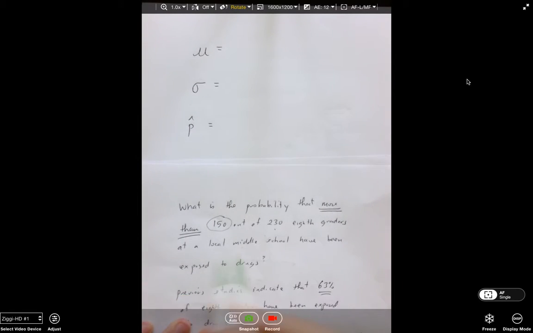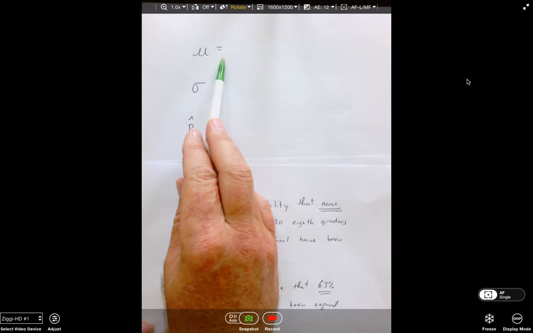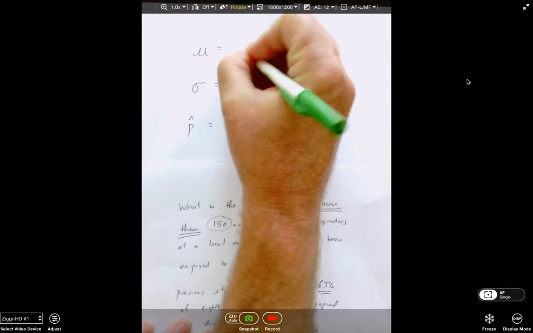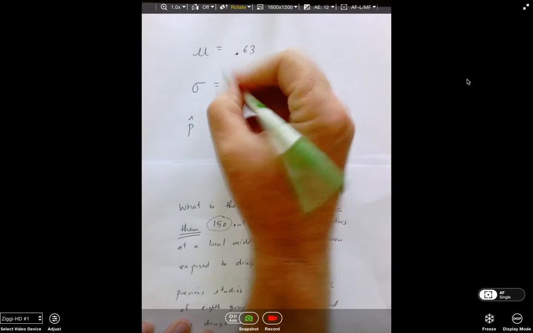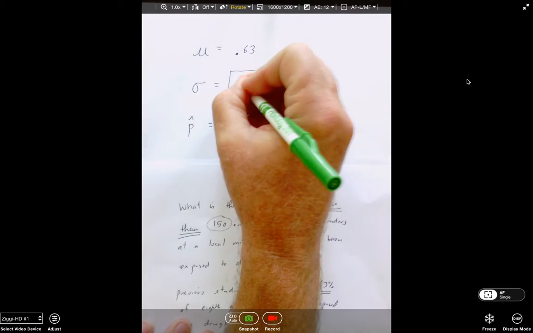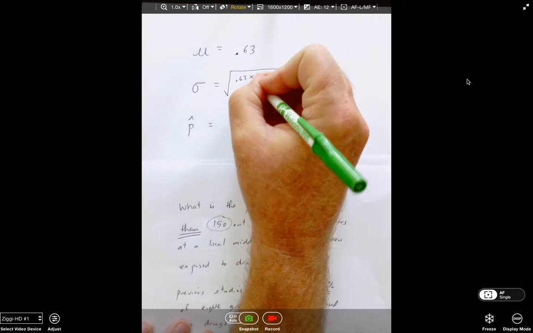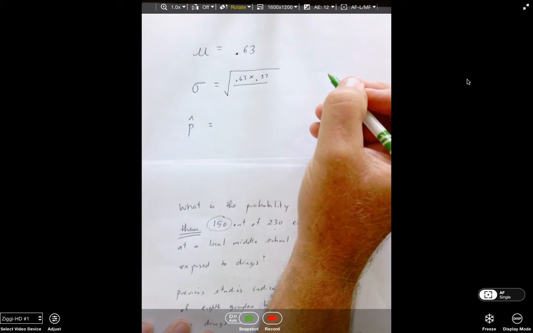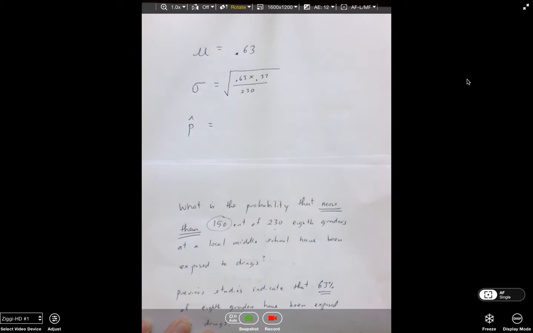Okay, let's go back to our problem. Mu is the percentage that describes the population because it's p. In this problem, that's 0.63. The standard deviation is the square root of 0.63 times 1 minus that, all over n, which is our total sample size. Well, guys, we've sampled 230 8th graders.